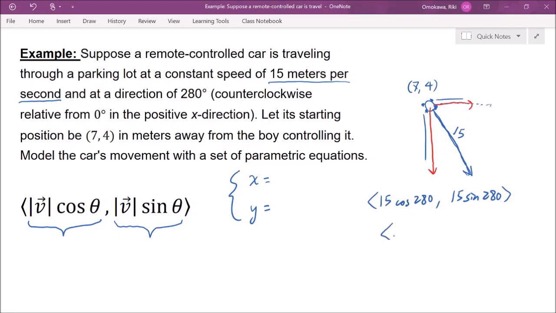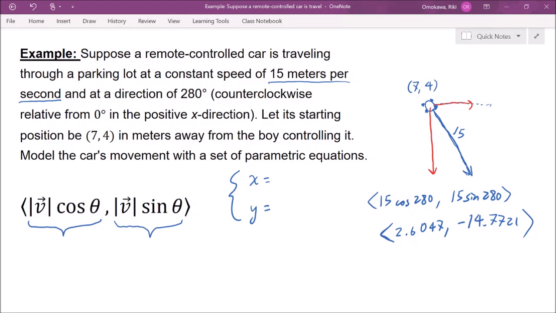And we get around 2.6047 for the horizontal component. Remember, that's in meters per second. And then negative 14.7721 around for the vertical component. And note that it makes sense that the vertical component is negative because we're going down, right? Down as in this direction.